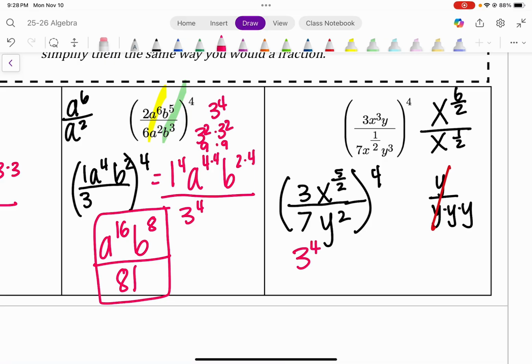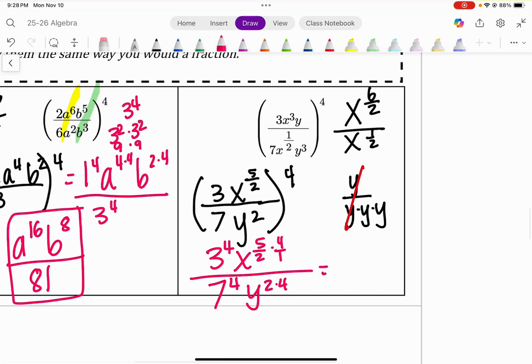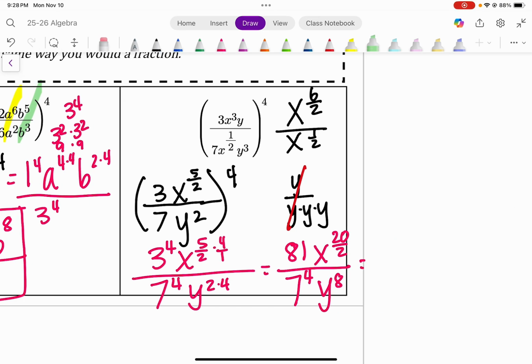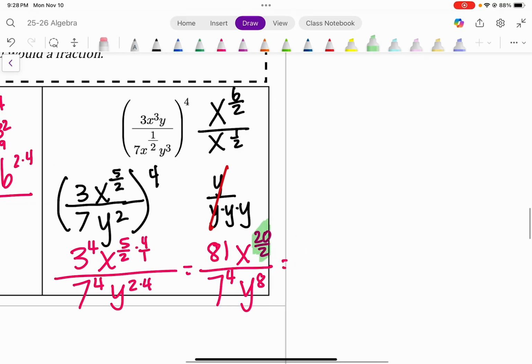3 to the 4th, x to the 5/2 times 4 over 1, divided by 7 to the 4th, y to the 2 times 4. So 81 x to the 20 divided by 2, over 7 to the 4th, y to the 8th. And finally, the last thing is to just simplify that fractional exponent since it does simplify. So 81 x to the 10 divided by 7 to the 4th, y to the 8th.